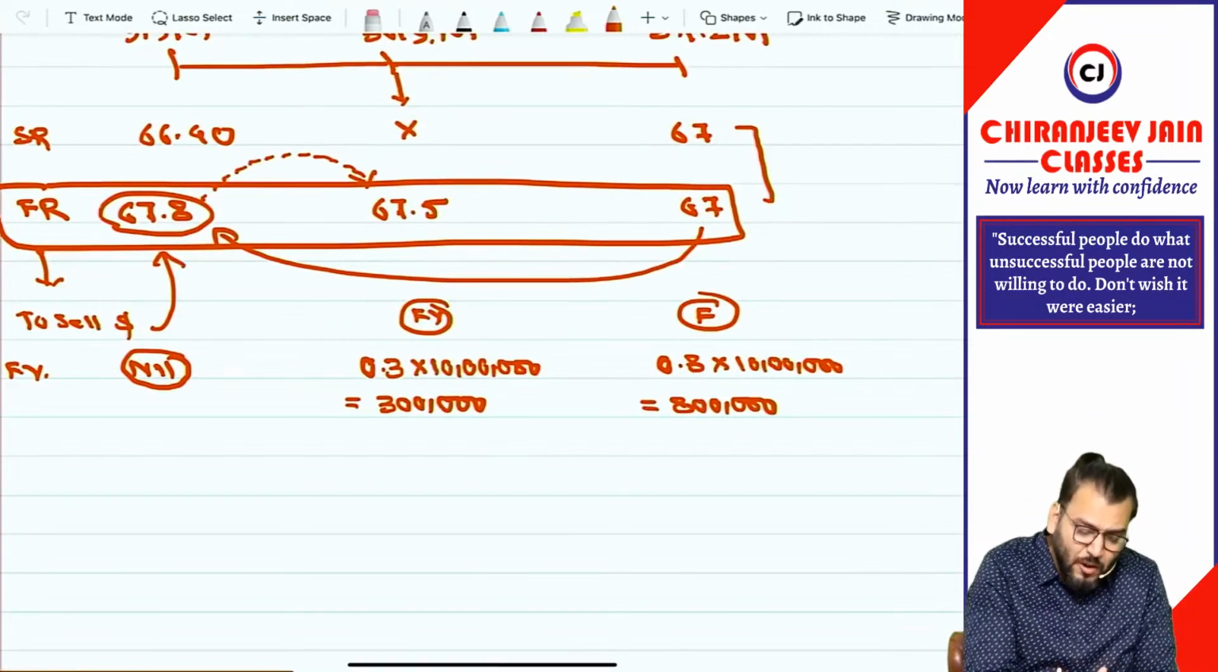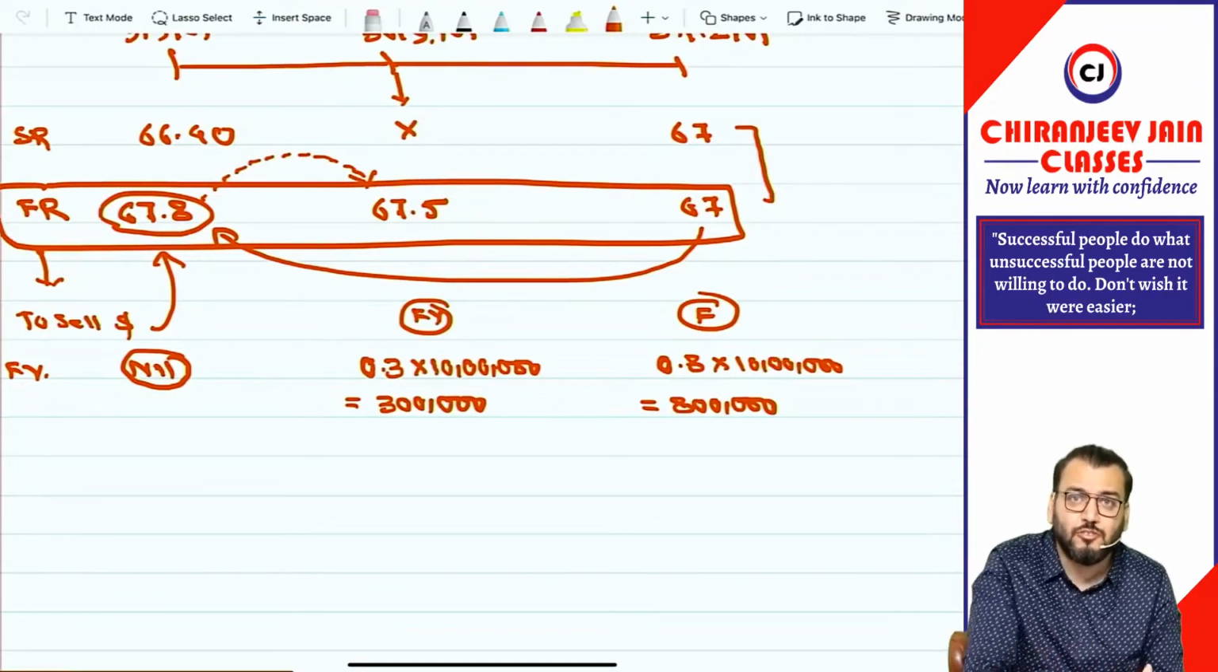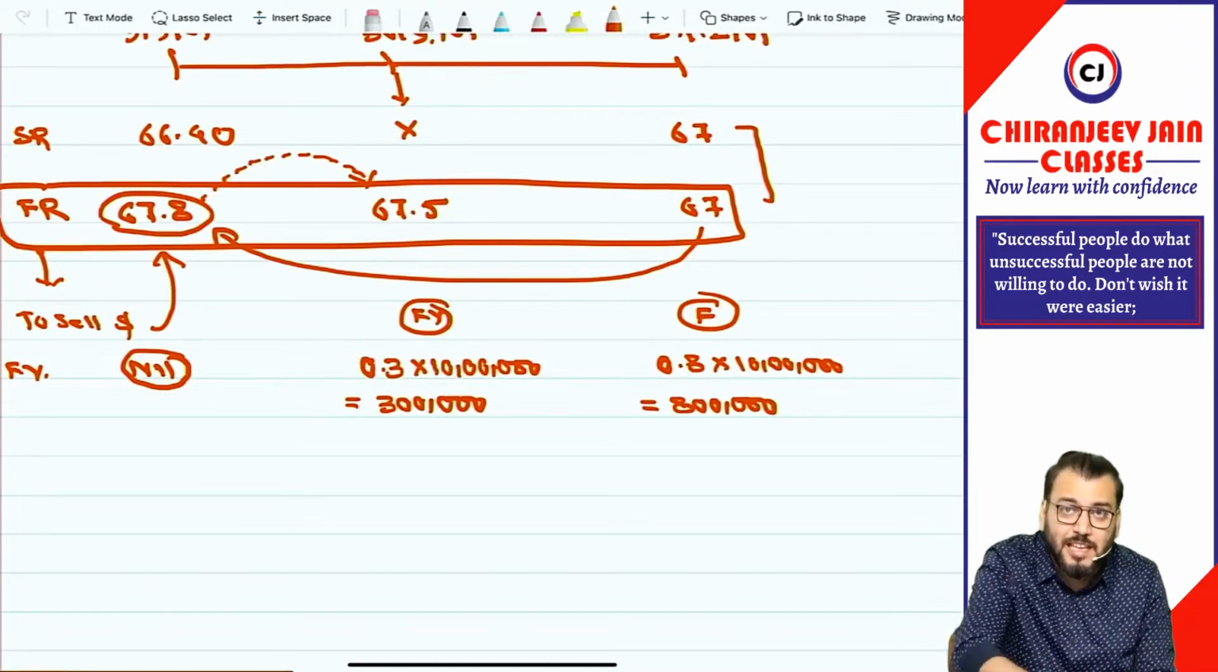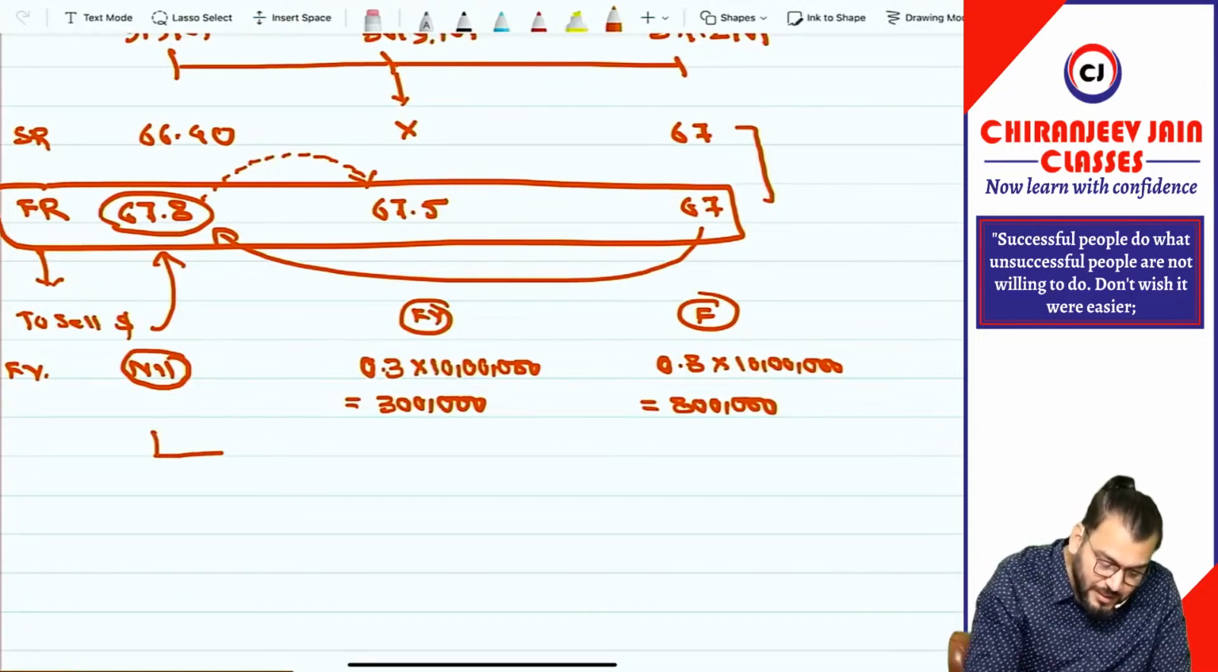This question becomes similar to the previous question in relation to derivative. So you can see there is a gain because it is an asset. There is a gain of 3 lakh.